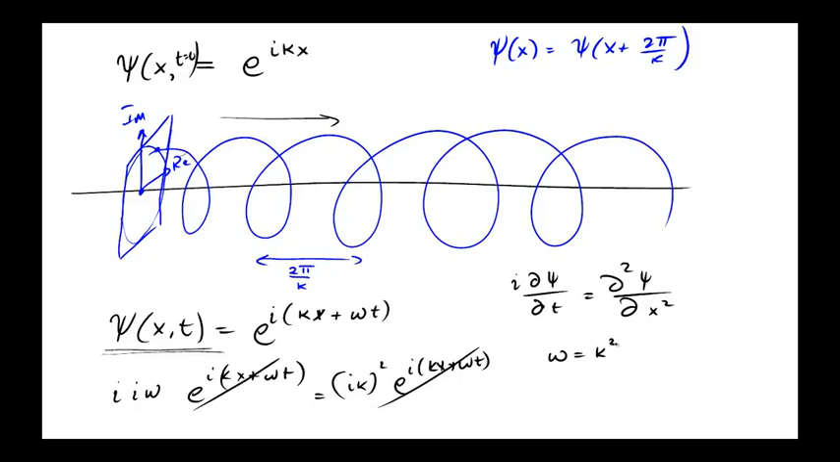So what this tells us is that psi of x, t equals e to the i (kx plus k squared t).